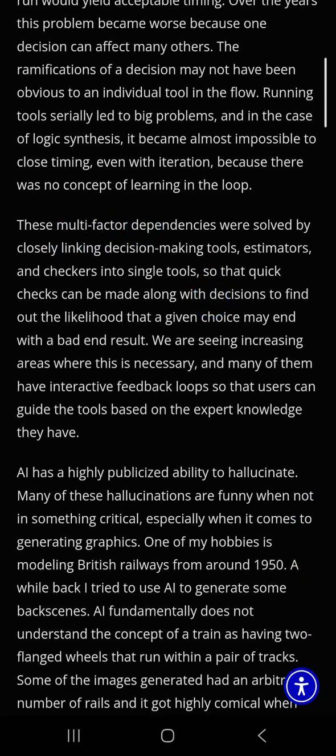These multi-factor dependencies were solved by combining decision-making tools, estimators, and a checker into single tools. So quick checks can be made along with decisions to find out the likelihood that a given choice may end with a bad end result. We are seeing an increasing number of areas where this is necessary, and many of them have interactive feedback loops so that the users can guide tools based on expert knowledge they have.